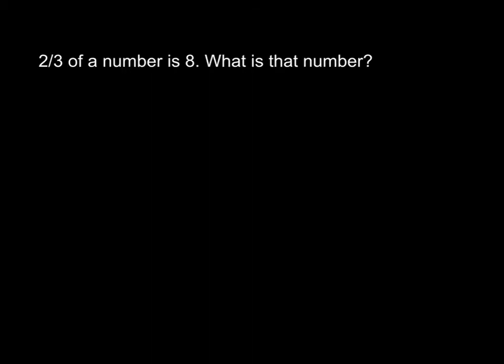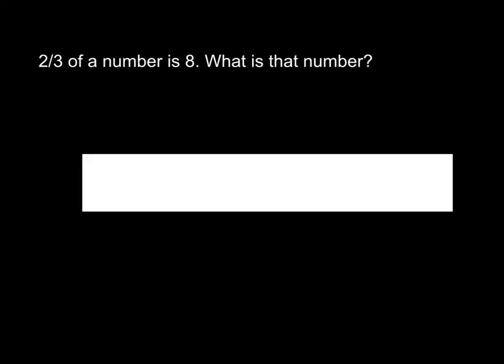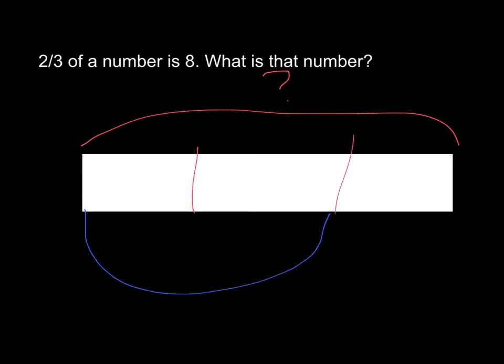2/3 of a number is 8. What is that number? Now for this problem we need to work backwards a little bit. We know that we have a number here, but we don't know what that is. We do know that this is split into 3 sections, and that if I take the 2 sections here, combined they are 8. So what I need to do is figure out how much is in one section.